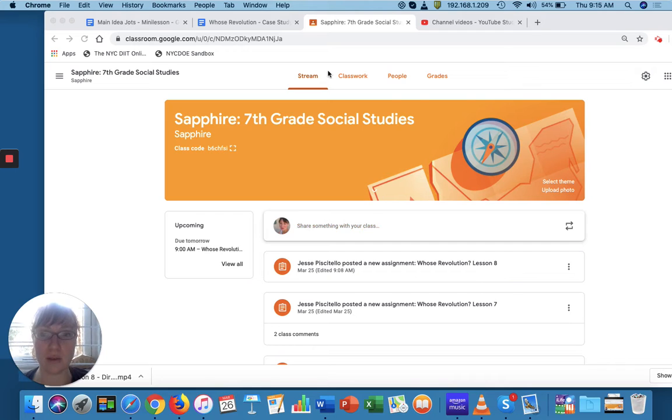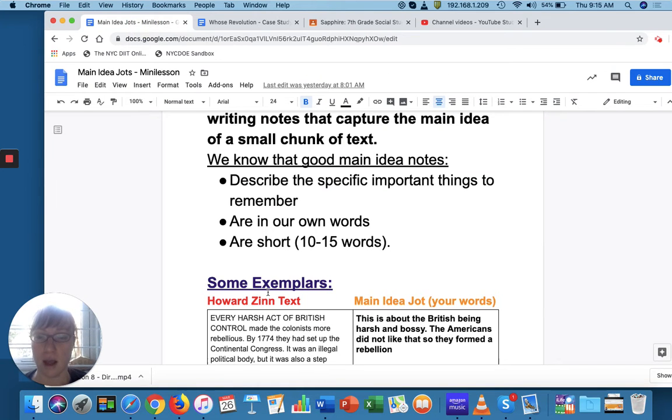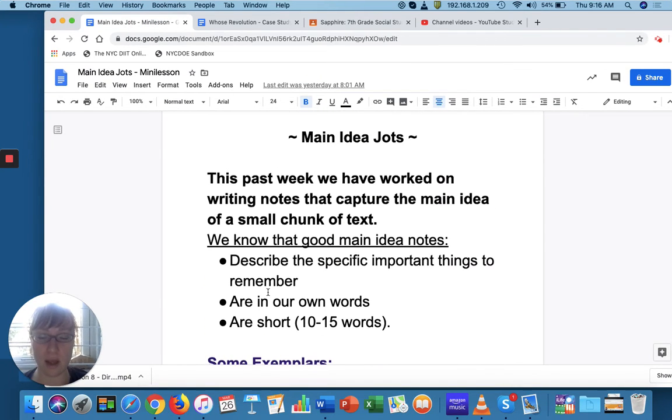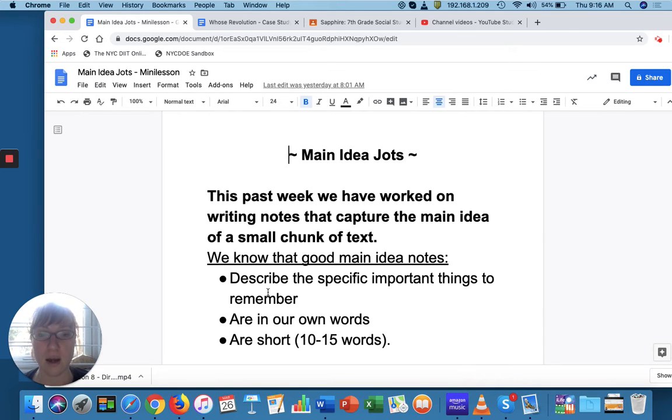I just wanted to show you, let's see. There are some things that I know you know, but I just want to say them out loud and remind you, just like we would in class. As you are doing your research today, remember some things about taking really good main idea jot notes. Last week and all year, we've been building on your work from sixth grade about writing notes that capture the main idea of a small chunk of text.